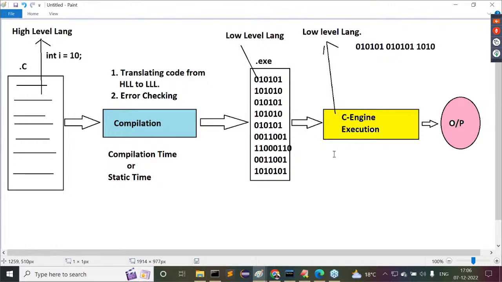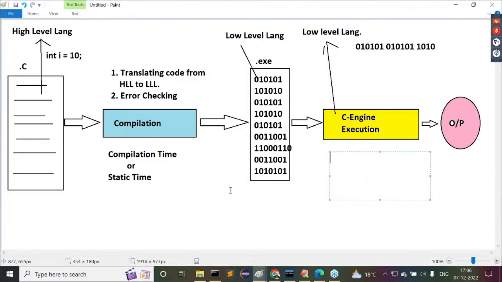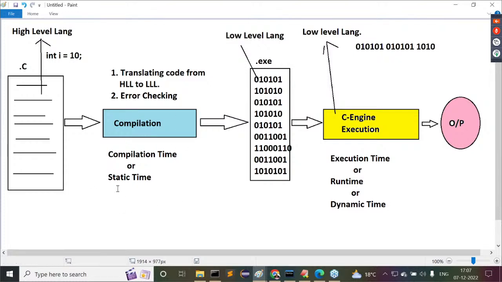Again, listen carefully. The time when we execute the program is called execution time. Another name is runtime, or dynamic time. These many names are available. Compilation time is also called static time. Execution time is also called dynamic time. All of you are getting it or not?